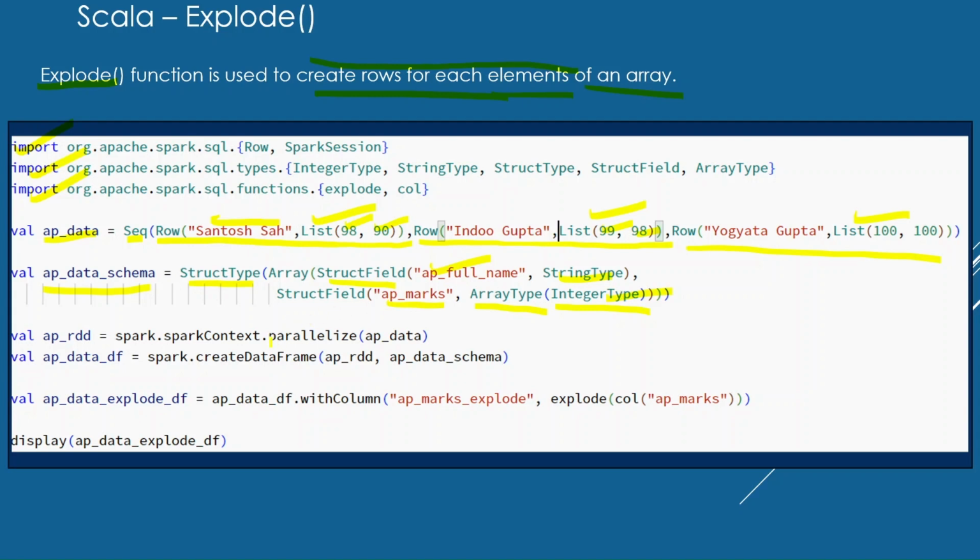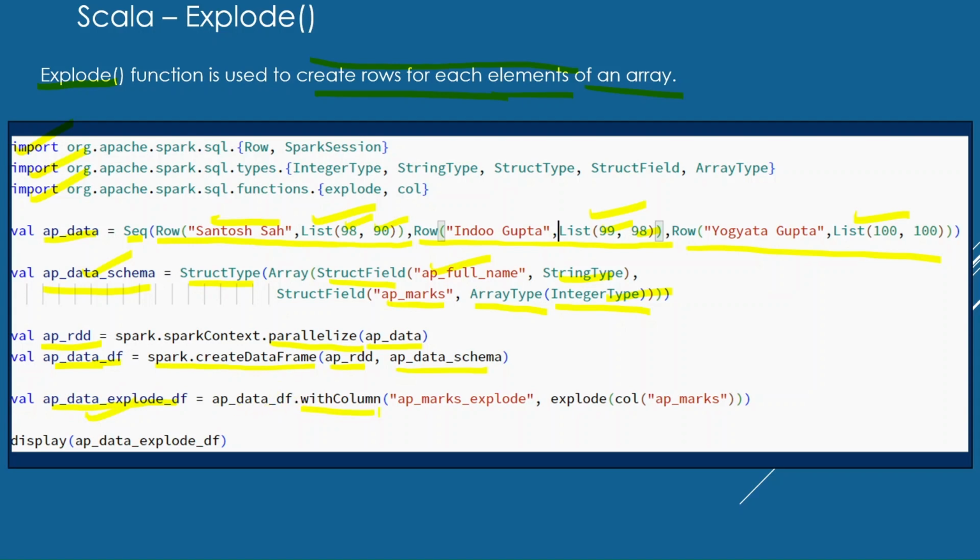With the help of the parallelize function, by passing this variable which holds the data, we are creating the RDD object. And with the help of spark.createDataFrame, by passing this RDD object and the custom schema we have defined here, we are creating a data frame.